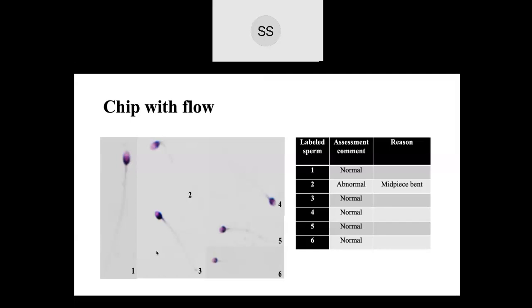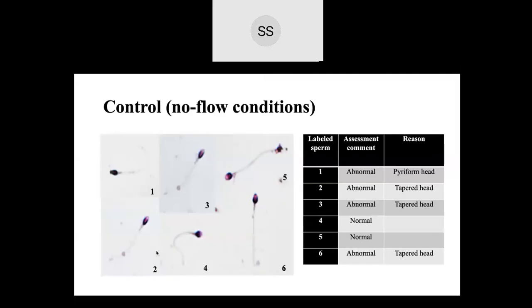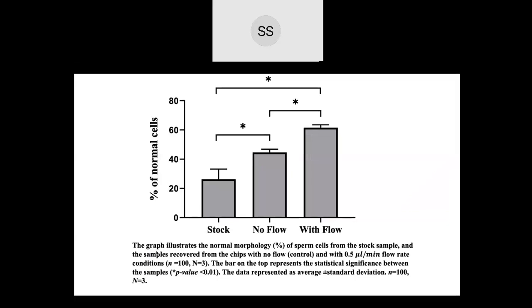Therefore, this microfluidic chip provides a pool of healthy normal sperm cells, which can significantly increase the fertilization ratio of assisted reproductive technologies. So this is a control chip image, where you can see the majority of the sperm cells with abnormal parameters, and this is the percentage of normal sperm cells isolated from the collecting chamber. The with-flow group has shown the highest percentage of morphologically normal sperm cells in comparison to no flow and stock.